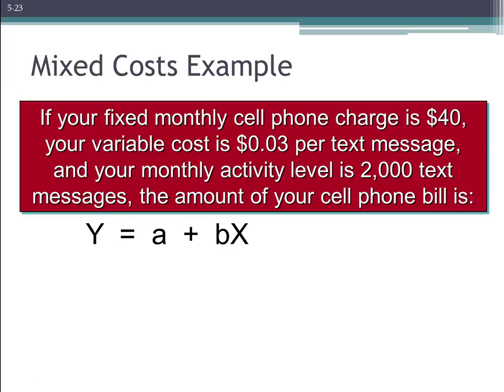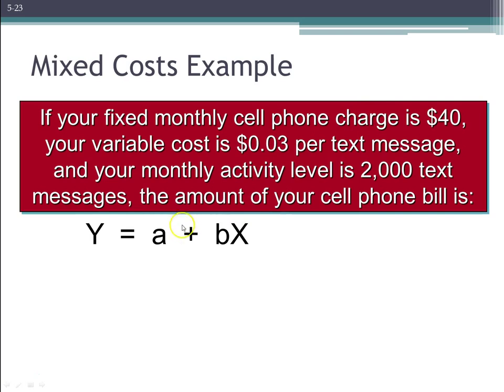Let's presume that our cell phone bill has a charge of $40, and that would be the fixed amount. Whether we use our cell phone or we don't use it at all during the month, we have to pay $40. And if you send a text message, it costs 3 cents per text message. Let's assume that your monthly activity level is going to be 2,000 texts, which we will plug in in a bit. But first, let's start with those two components: the fixed component of $40 a month, plus the variable. Unlimited phone calls with the $40, but text messages cost you 3 cents each.